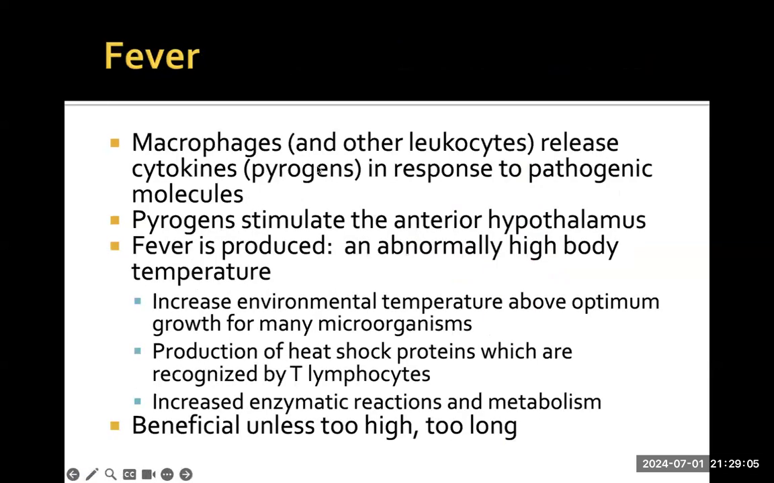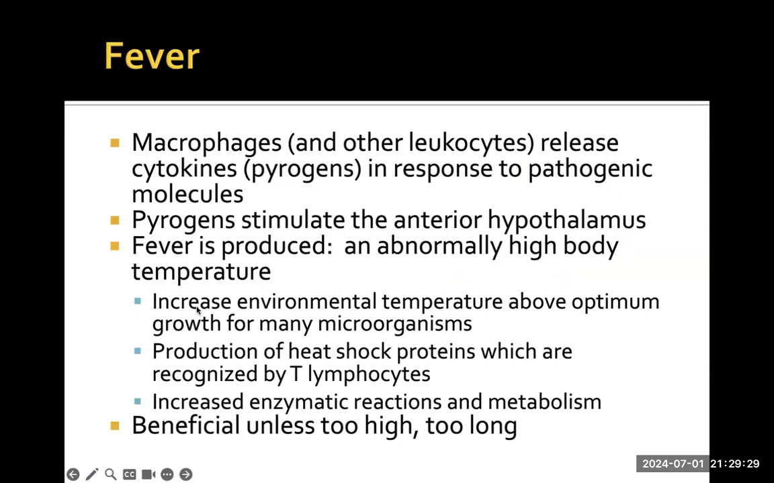Next is a fever. The fever is going to be macrophages releasing cytokines. Those cytokines you can also call pyrogens. Pyrogens are going to be released in response to pathogenic molecules, and they're going to stimulate or call upon the anterior hypothalamus, and they're going to cause an abnormally high body temperature, which we would call a fever.